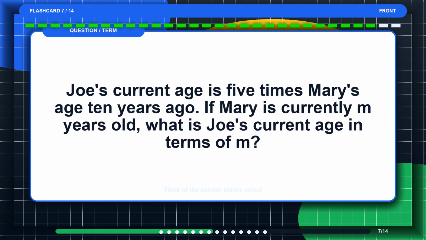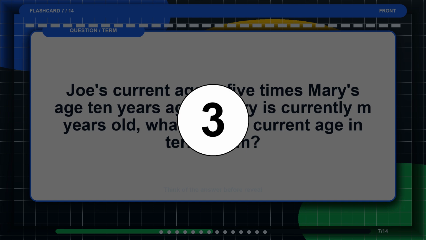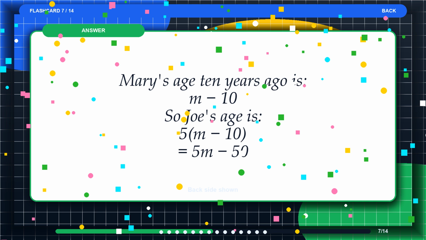Flashcard 7. Joe's current age is 5 times Mary's age 10 years ago. If Mary is currently m years old, what is Joe's current age in terms of m? Pause and think of the answer before the review. The answer is Mary's age 10 years ago is m minus 10, so Joe's age is 5 times m minus 10 equals 5m minus 50.